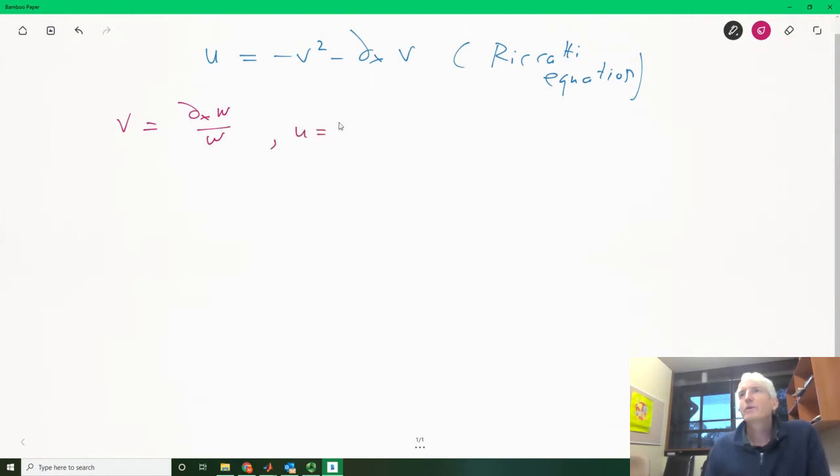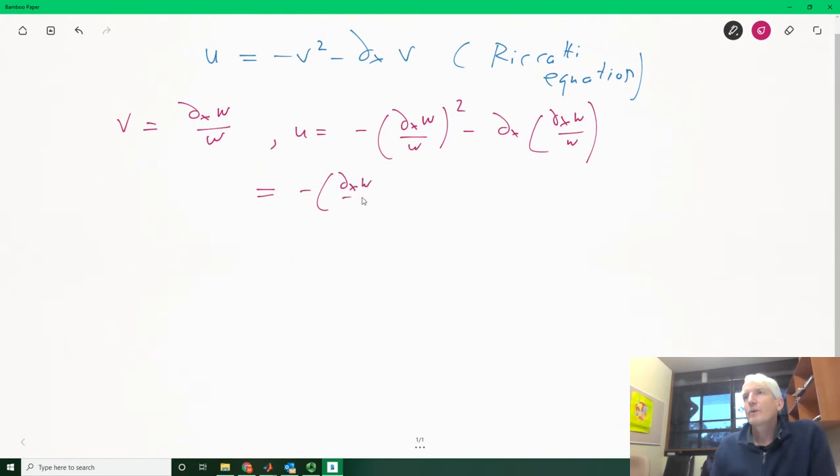So we get u is equal to minus v squared minus the x derivative of v. w is another unknown, another equation that we've got to solve. For the moment this looks horrible because this is very nasty and it's not going to be easy to solve. This is leading us nowhere. But of course a miracle is going to happen here.